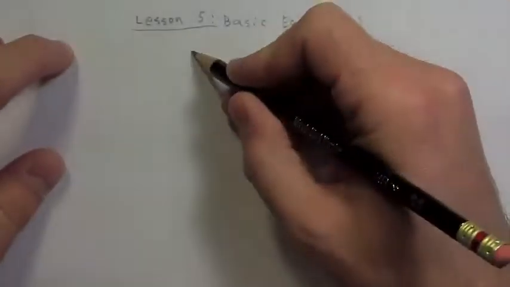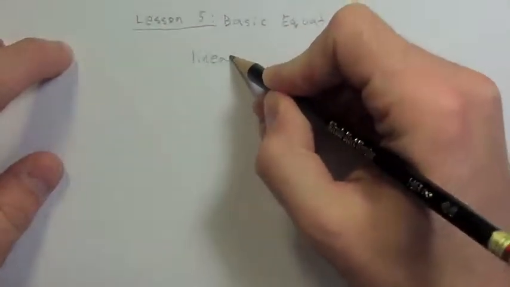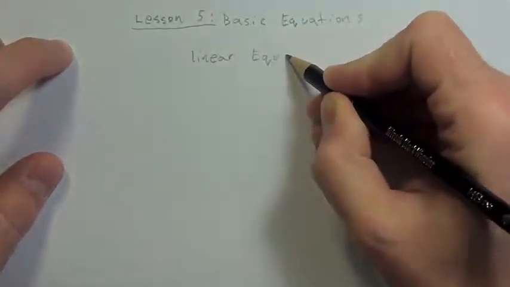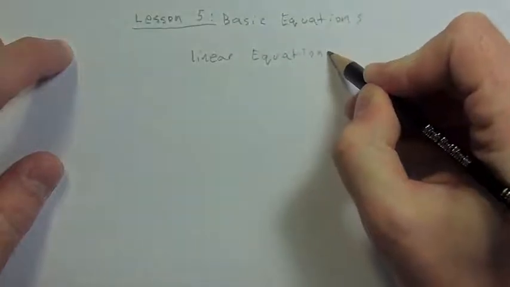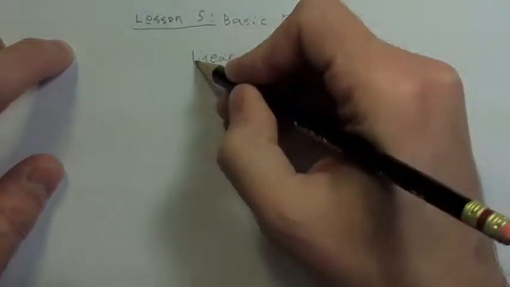Alright, hello class. Today we're going to be going over lesson 5, which is on basic equations. I still kind of consider this review material, mainly because these are equations of the type that I think you all are very familiar with by this point, hopefully. Specifically, we're going to be looking at linear equations, or things that end up being linear equations. And I'll go over what I mean by that in just a moment.